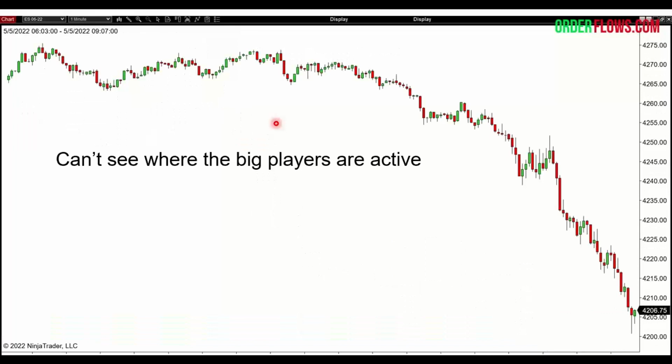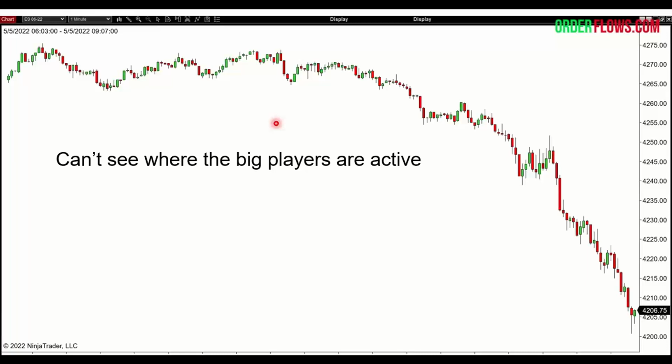Now, if you're looking at a normal bar chart, right, or candlestick chart, all you're really looking at is the open, the high, the low, and the close. You're not seeing what volume traded at price. You're not seeing if there was heavy volume or light volume. You're not seeing if price was accepted or price was rejected. All you're seeing is the open, high, low, and close. And even that leaves a lot to be desired as well.